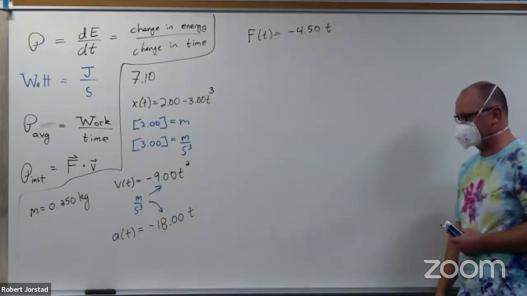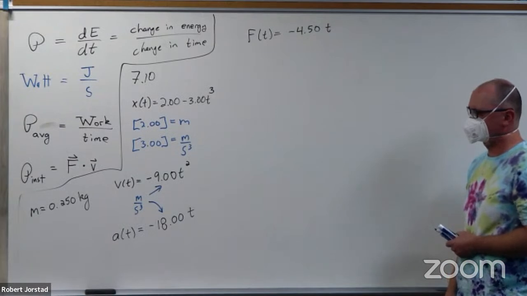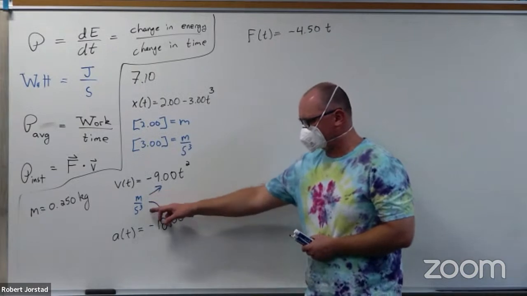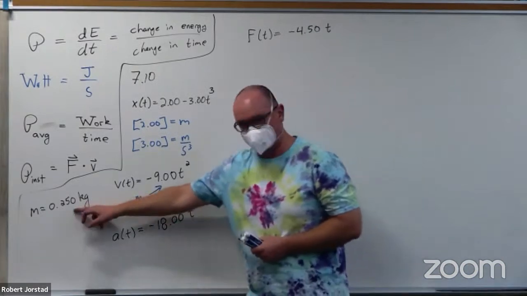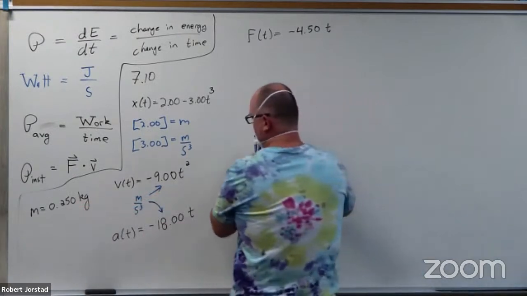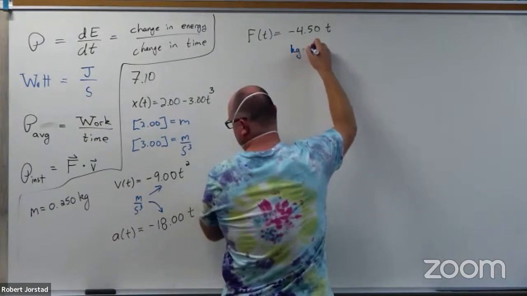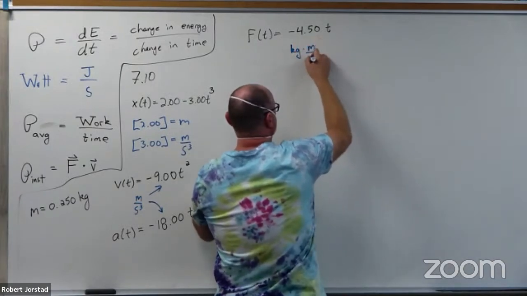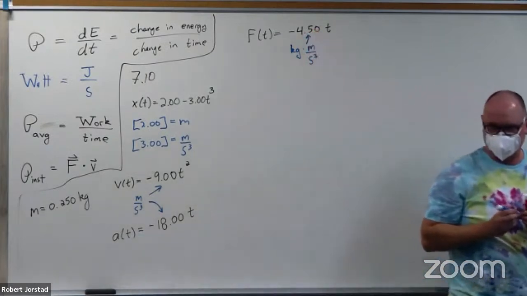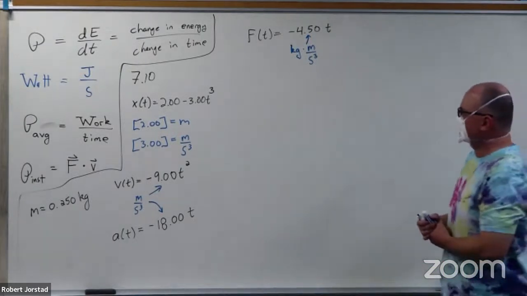What are the units? It was this number, which had meters per second cubed, times this number. So now what are the units? Kilogram meter per second cubed. Everybody see that? Okay.